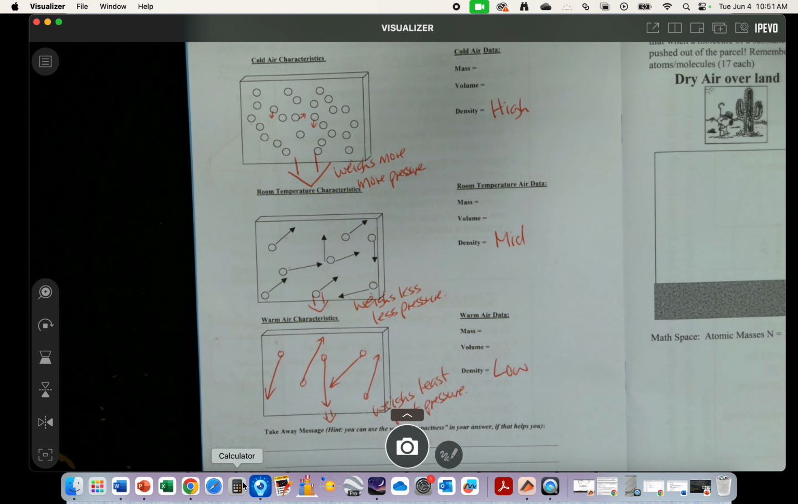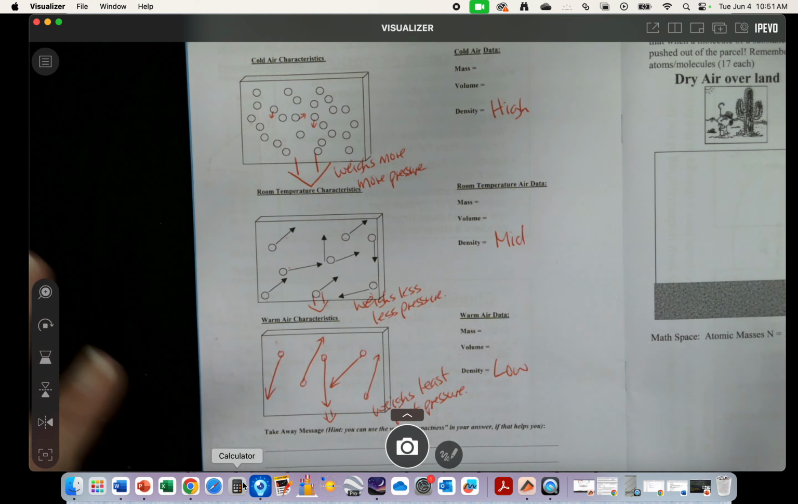Let's think about those dog days of summer, those really hazy, hot, and humid days of summer. How does the air feel when it's really hazy, hot, and humid? It feels heavy, doesn't it? It's sticky on you, it feels heavy, right?